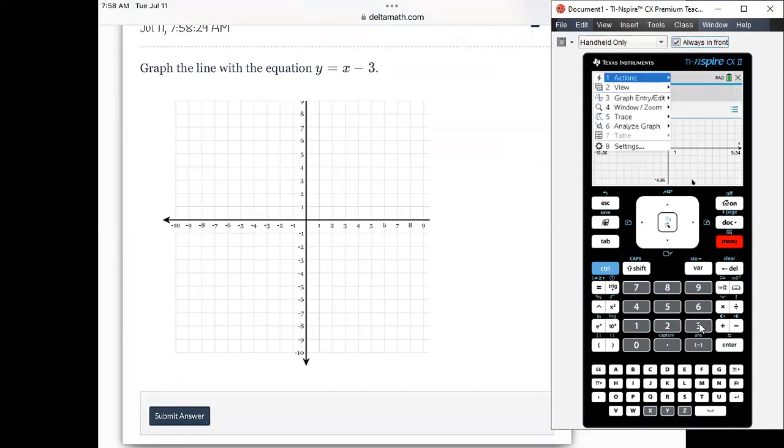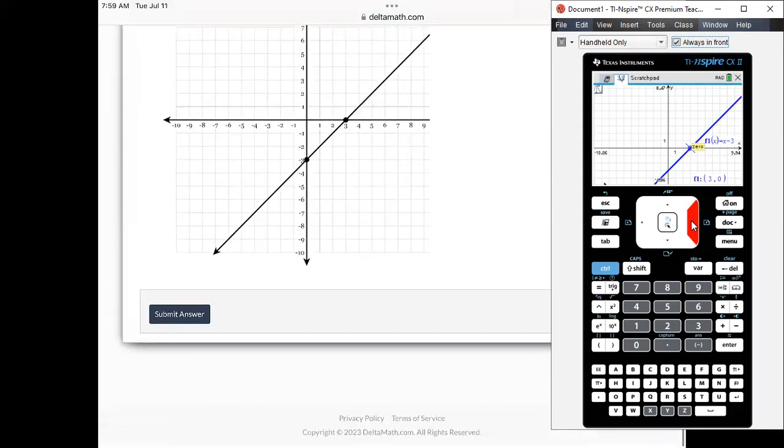Menu 31. So I'm just going to enter x minus 3, press enter. I just need 2 points. So I'm going to go menu 51. One of them is (0, -3). So I can come here, put 0, -3, and then let's keep going until we find the x-intercept. Okay, that's (3, 0).